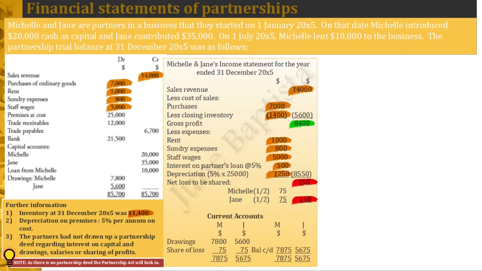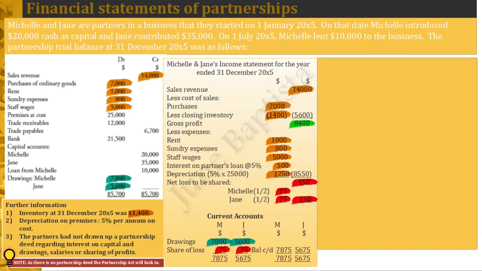Let us now look at the current accounts. There is no balance brought down as this is a new partnership. Let us look at the debit side. Drawings as per information given, $7,800 Michelle, $5,600 Jane. Share of loss, $75 Michelle, $75 Jane. Therefore, the balances carried down are $7,875 Michelle, $5,675 Jane.